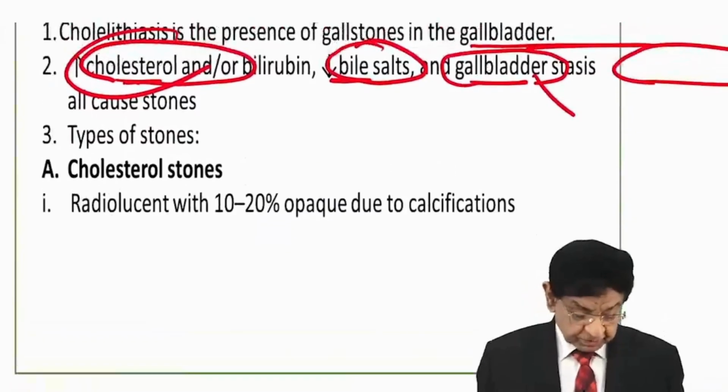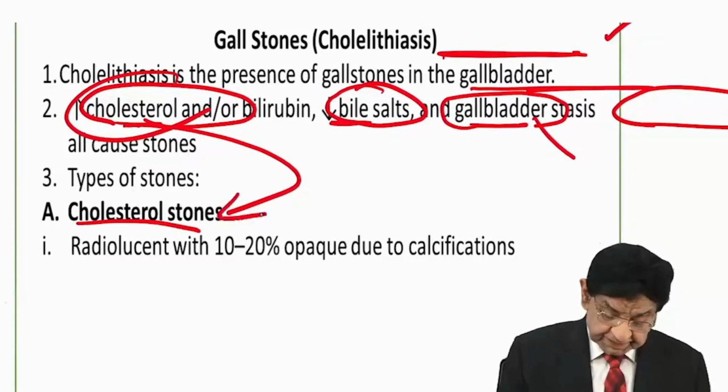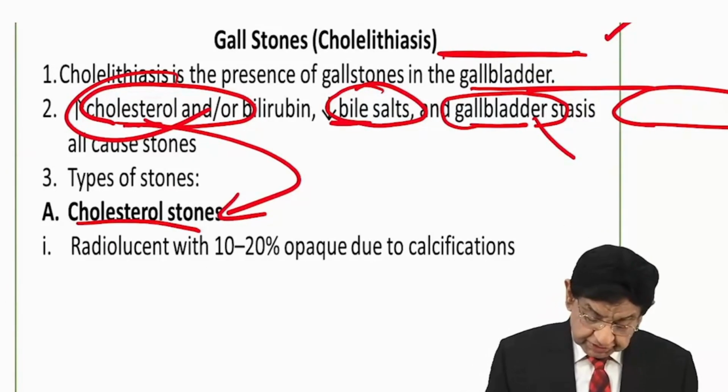What are the types of stone? One is cholesterol stones. These are radiolucent.